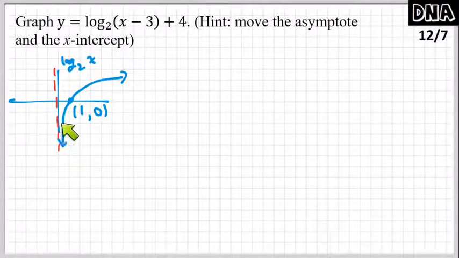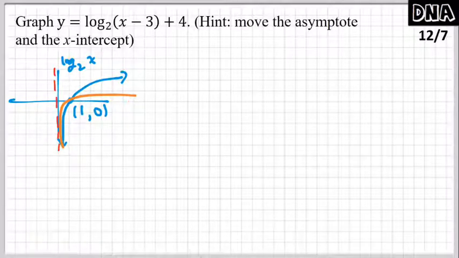The only thing that changes is the curvature of this line. It becomes more dramatic the higher the base number is. So let's pretend this would be a base 10. If that was a base 10, your function would look more something like this. It would make a sharper turn, but it still goes through the point (1, 0).